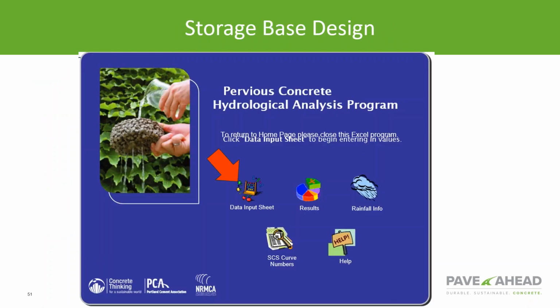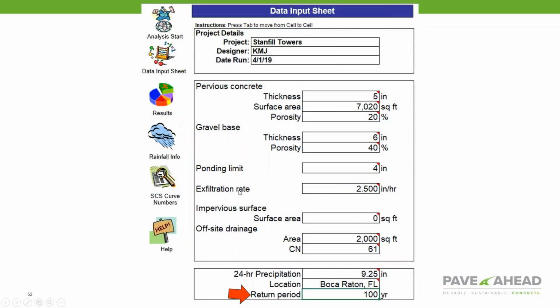When you get into the program, the first thing you're going to want is the data input sheet, and it's going to look like this. The top part, you just fill in the name of the project, the date you're running it. Next, we're going to put in the thickness of the concrete we just calculated there, the square footage, and the porosity. And typically, the mixes have 20%, so I put in 20% porosity.